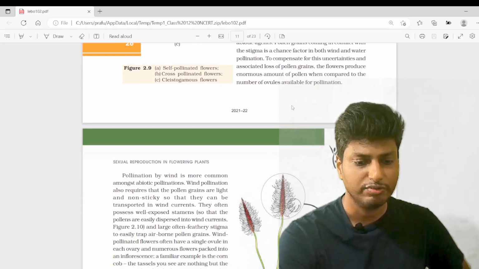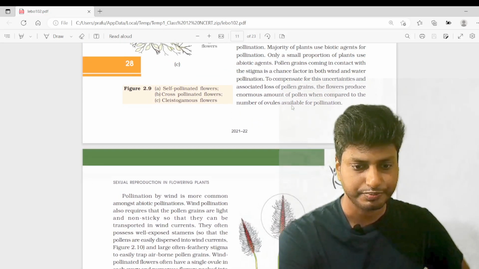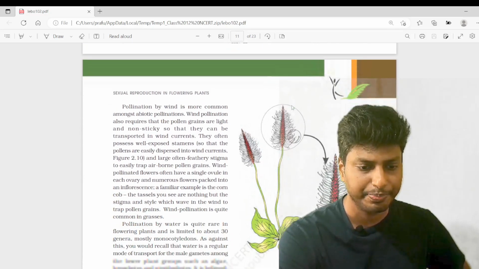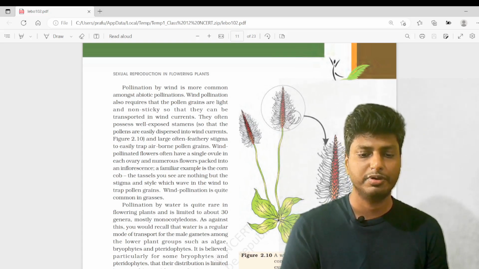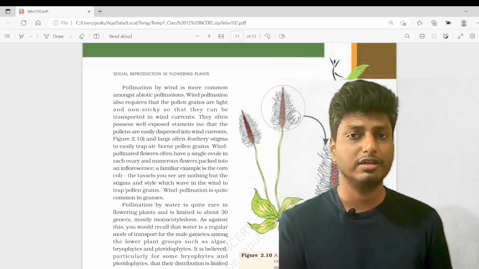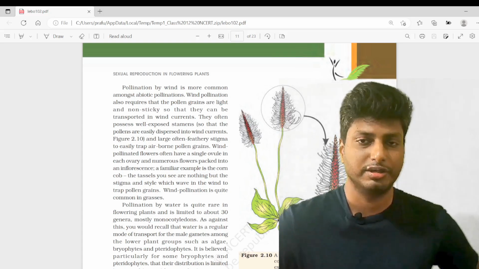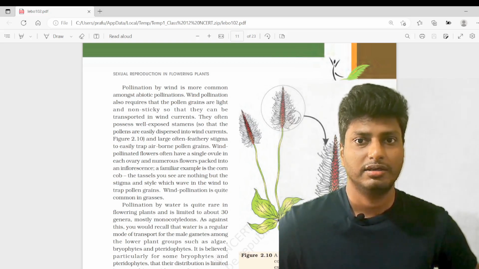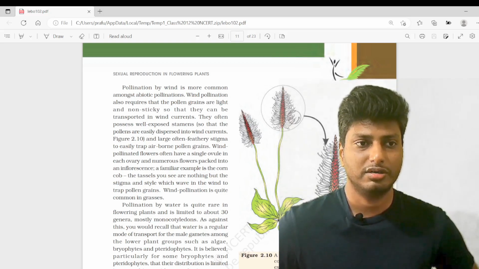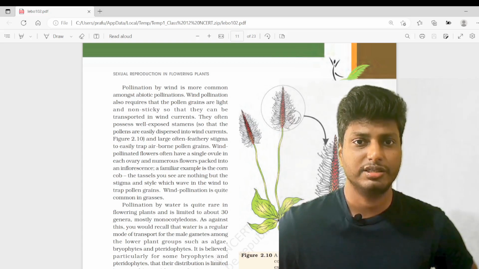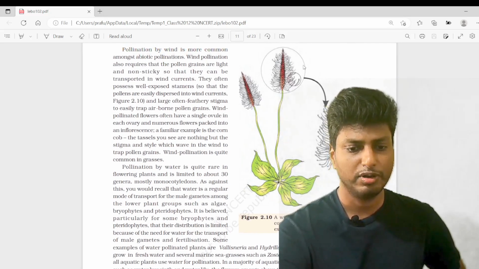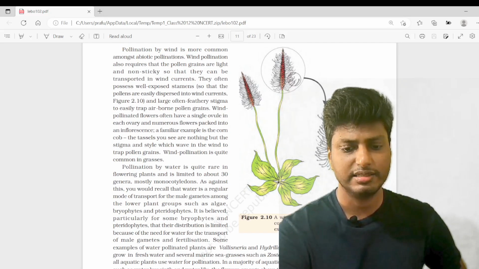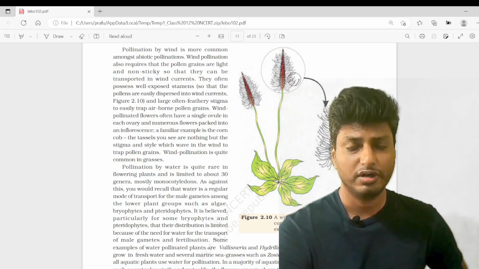As you can see over here, what you need to remember is that the majority of pollination which occurs is via wind pollination. Since wind is one of the most major abiotic agents which contribute to the transfer of pollen grains from one plant to another. So this is an example of a tassel, and this is basically an image of a corn plant.